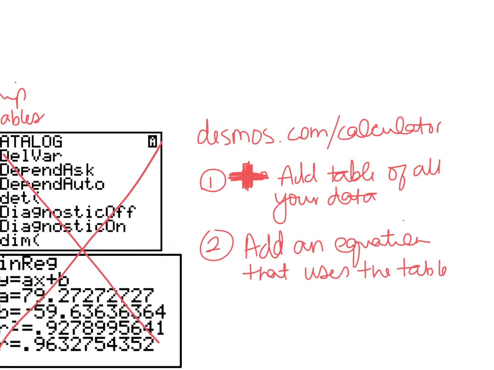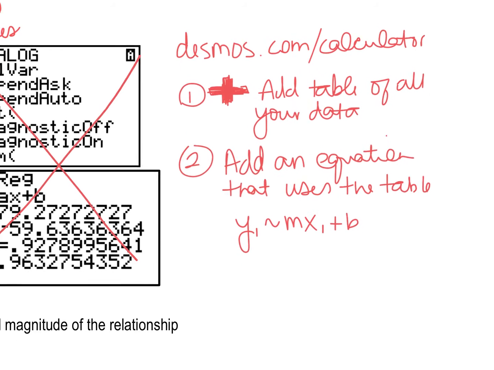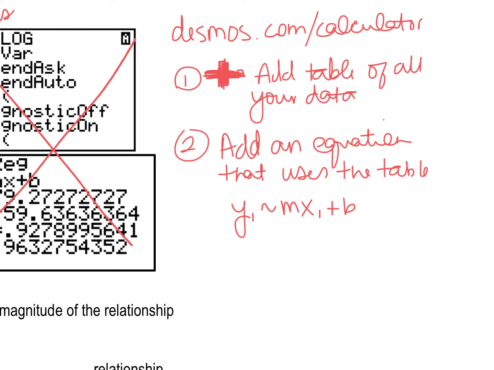And it's going to be slope-intercept form, but there are some changes to it. It's going to be y1 tilde mx1 plus b. So it's pretty much y equals mx plus b, but the tilde, the little squiggly line, tells it to use the table to do calculations. Once you've typed that in, then it'll actually give you the slope and the y-intercept of a line of best fit that goes through your scatter plot data.